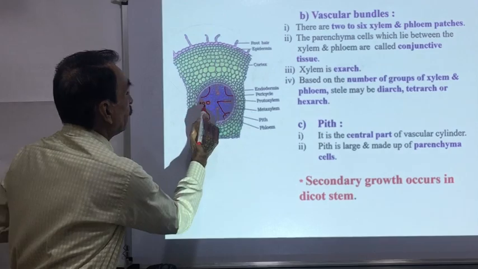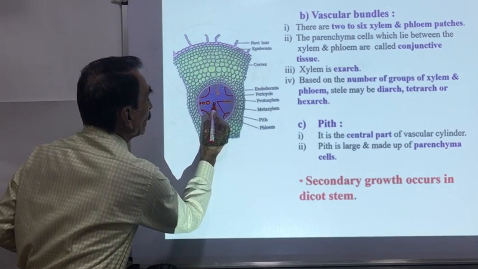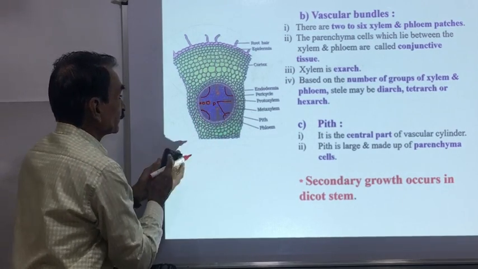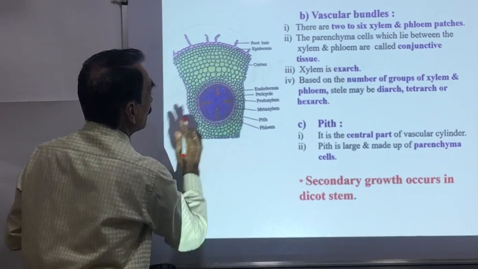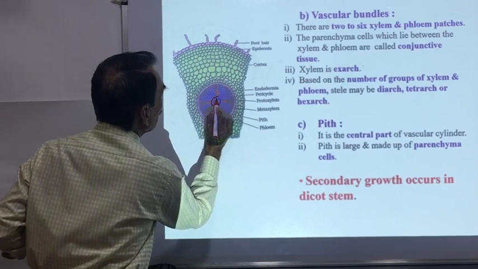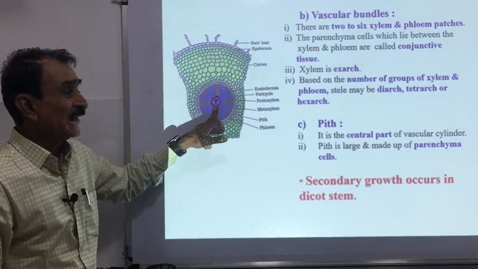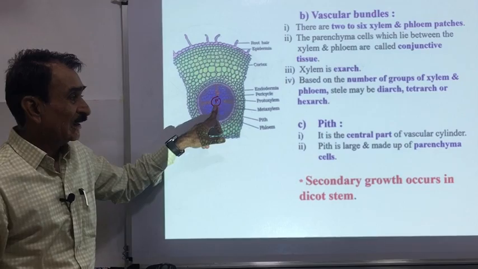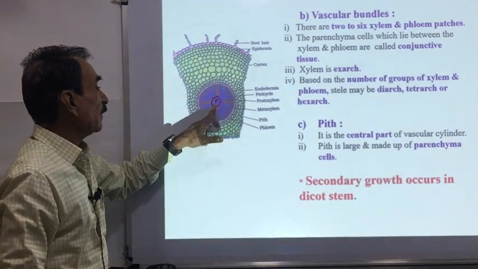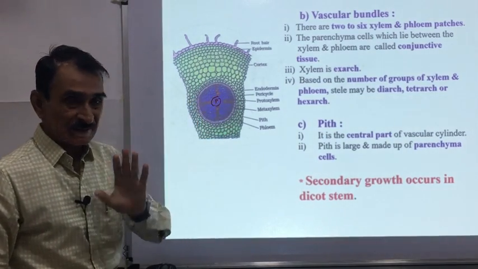Here you can see the pith is present at the center. This is the pith. This pith is made up of parenchyma cells. It is the central part of the vascular cylinder, and it is made up of parenchyma cells.